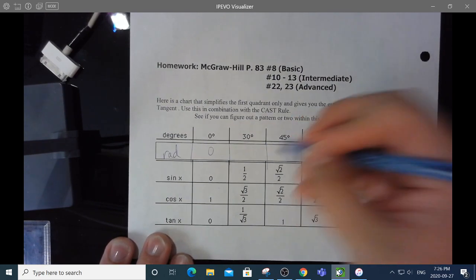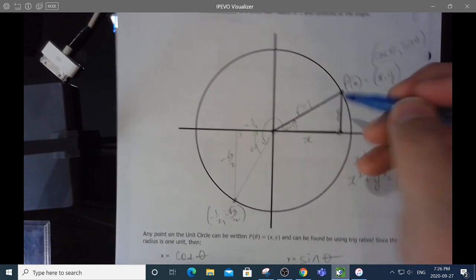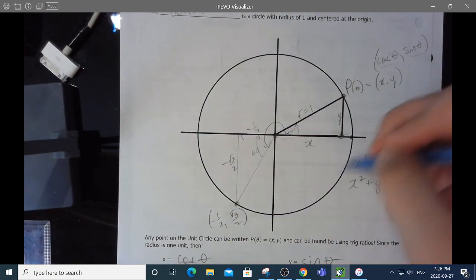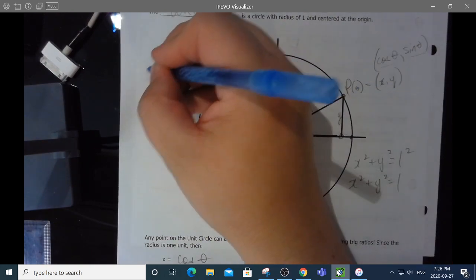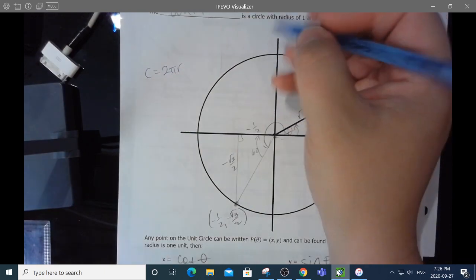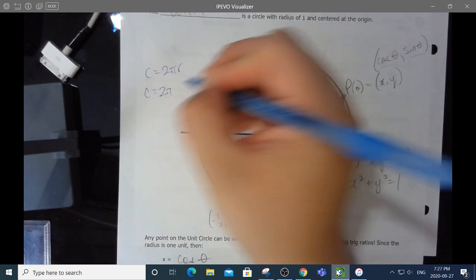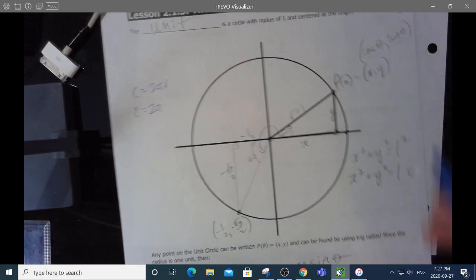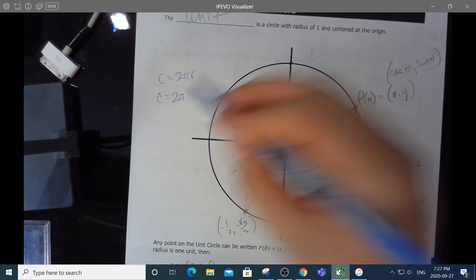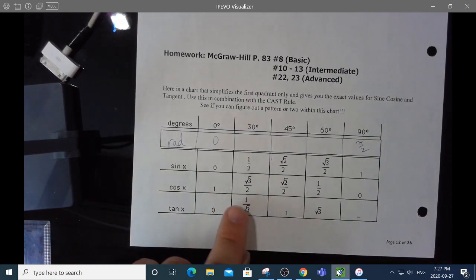And if you're wondering, where does he get pi divided by 2? Radians are a way to measure around a circle based on its circumference. So if I start here and go all the way around, remember that circumference is equal to 2 pi r. With a radius of 1, circumference is equal to 2 times pi times 1, which is just 2 pi. So all the way around is 2 pi, which means that from here to here is 1/4 of 2 pi, which is pi by 2.